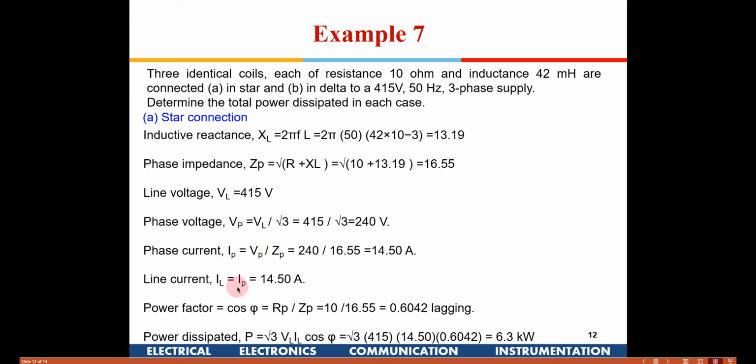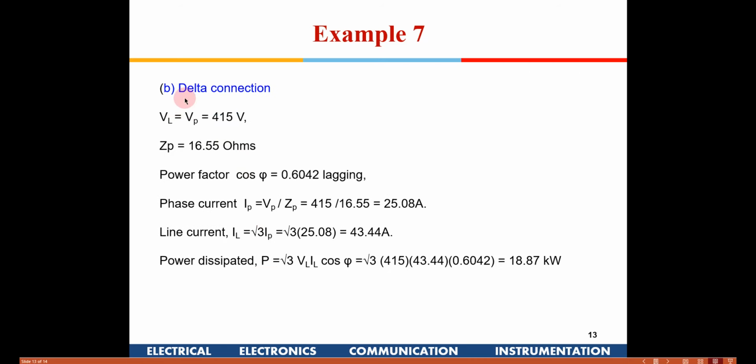The line current will be the same as the phase current, and the power factor is Rp divided by Zp, which is cos phi. Then the power dissipated is root 3 times VL IL cos phi. This is the straightforward formula we can use to compute the power. Similarly, we can do it for delta.